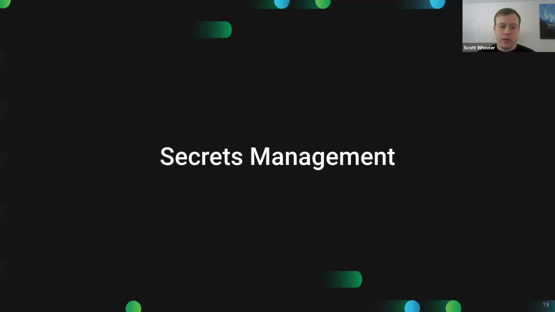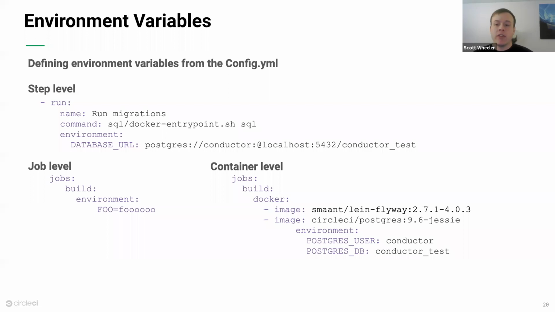Moving on to secrets management. There are a couple places to define environment variables to store your secrets. Secrets can be injected using the config.yml, using the environment key identifier. This can be provided at the step, job, or container level, depending on your use case.